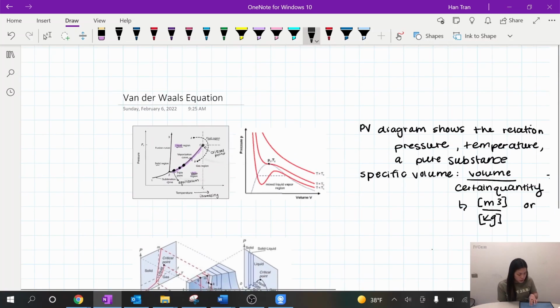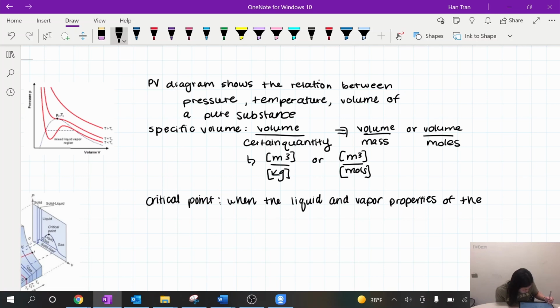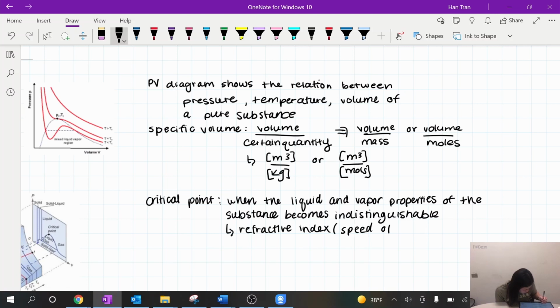Let's take a moment to define what the critical point is. The critical point is when the liquid and vapor properties of the substance become indistinguishable. One of those properties that we know is the refractive index, or the speed of light.